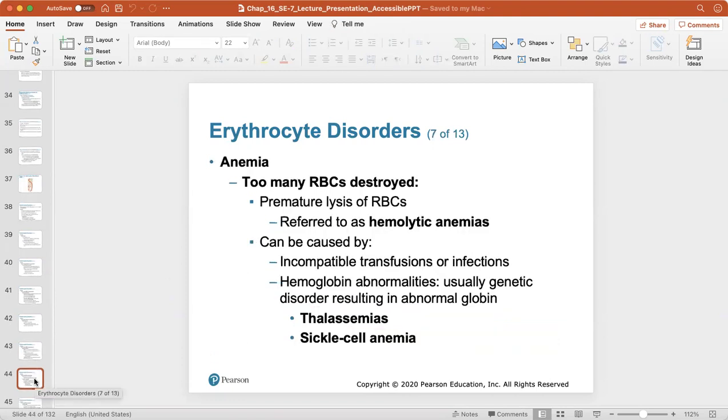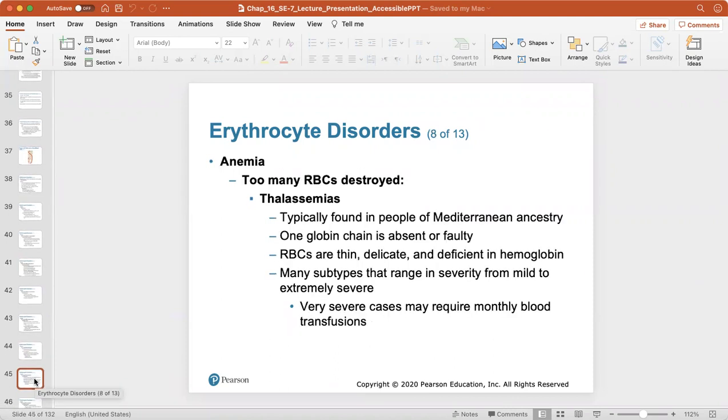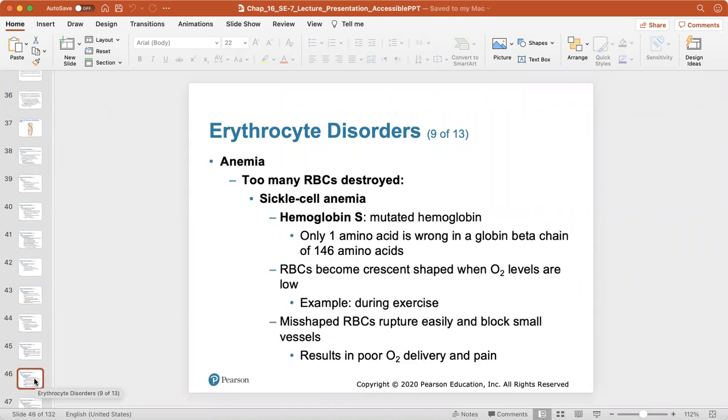Too many red blood cells destroyed is also a type of anemia. This is called hemolytic anemia, caused by some sort of disorder like thalassemia or sickle cell anemia, which is a genetic disorder of the red blood cell itself. And you can read through the too many red blood cells destroyed here.